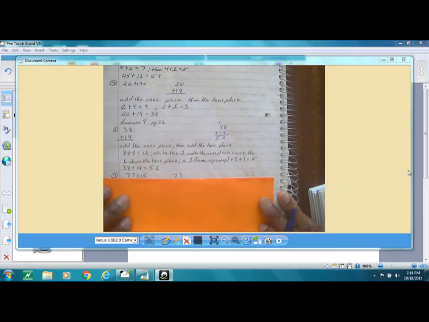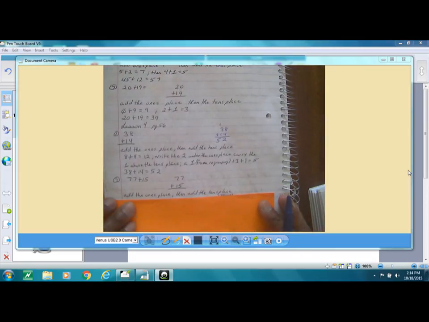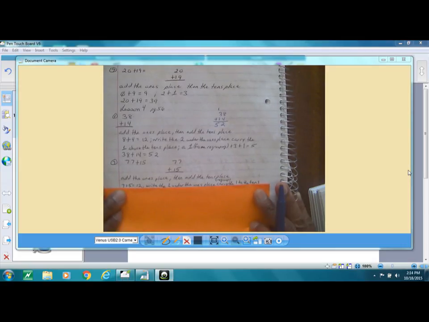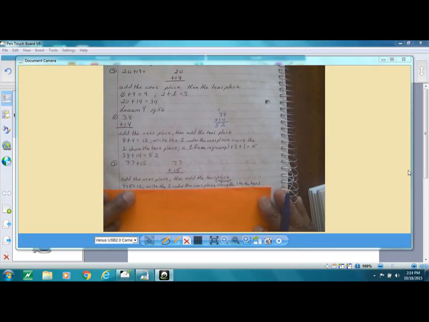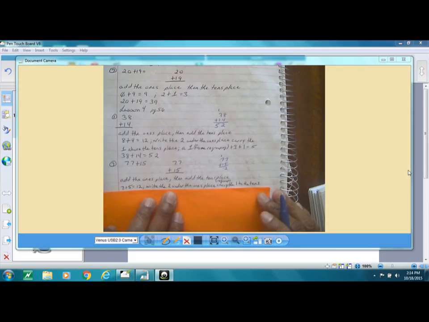Okay, now we're doing number 7. That's 77 plus 15. They'll have it in the book written horizontally. I write them vertically so that I can work them. You're going to add the ones place, then add the tens place. When you add the ones place, you get 7 plus 5. 7 plus 5 equals 12. Write the 2 underneath the ones place. Carry the 1 above the tens place.